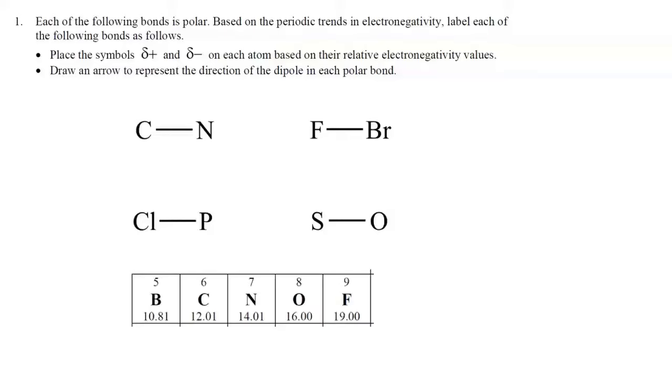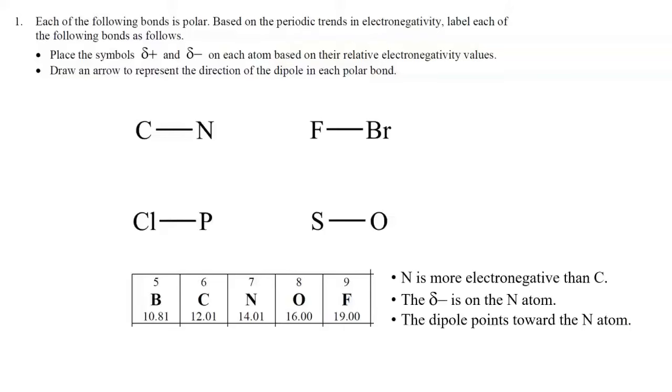So starting with carbon and nitrogen, they are located in the same period, and electronegativity increases from left to right. So nitrogen is more electronegative than carbon. The partial negative charge is on the nitrogen atom, and the dipole points toward the nitrogen atom.